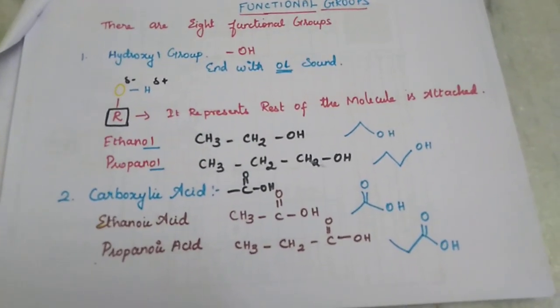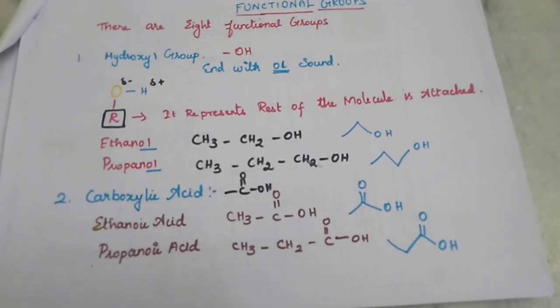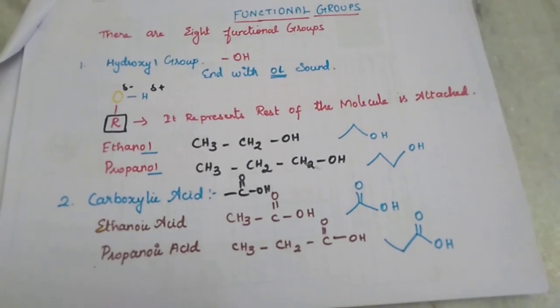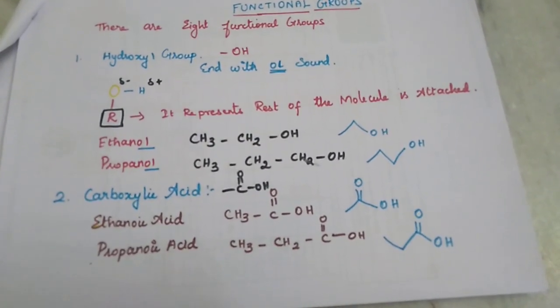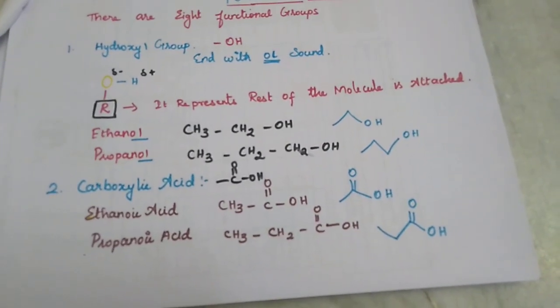So I write two examples, ethanol. You see ethanol, the hydrocarbon is attached to OH, and then propanol also has 3 carbons and then ends with OH. The second one is carboxylic acid.